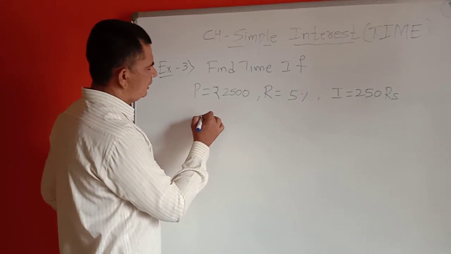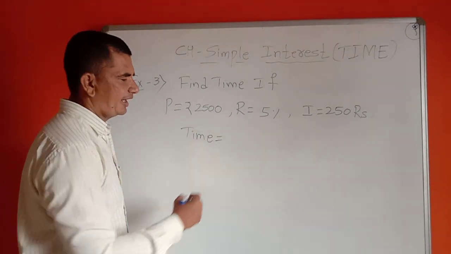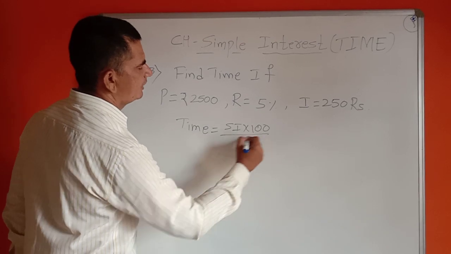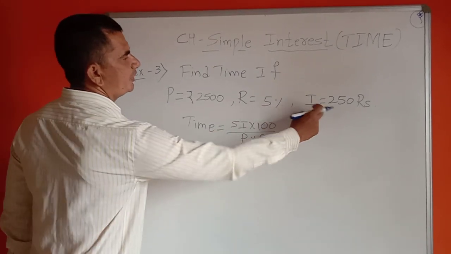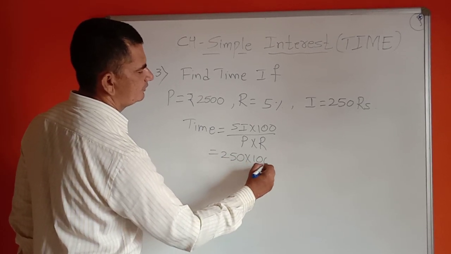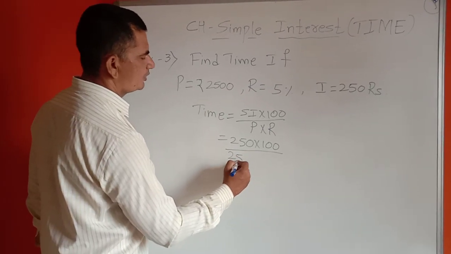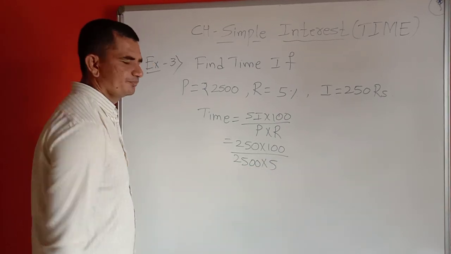Here the first step is to write the formula of time. It's SI into 100 by P into R. Friends, simple interest how much here? It's 250 rupees into 100 by P, how much? Rupees 2,500 into R, which is 5%.